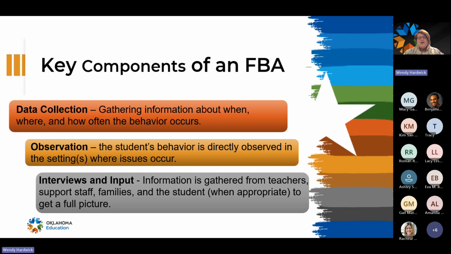So what are the key components of an FBA? FBAs are grounded in data. And let me tell you, as an MTS specialist, I love data. That includes direct observation, collecting information on the setting, the time of day, and the frequency, and gathering input from everyone involved: teachers, staff, and even the student if appropriate. All this helps paint the full picture.